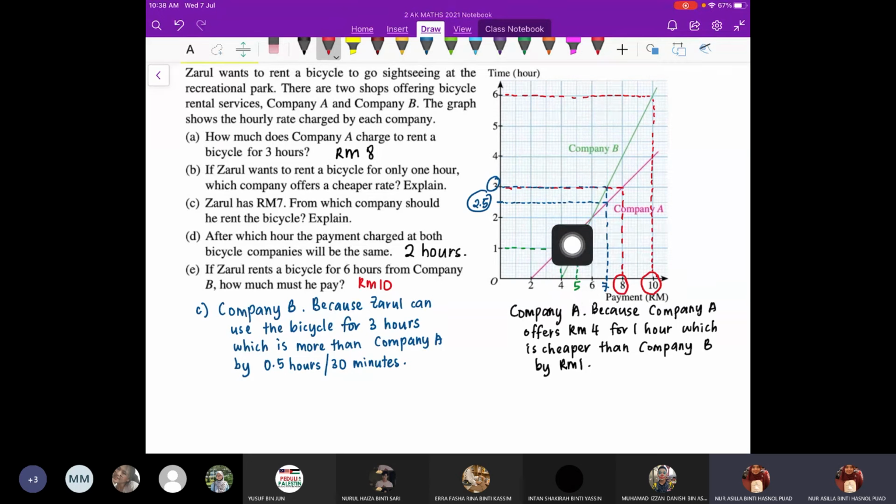Sekiranya kita nak guna basikal tu kurang daripada 2 jam. So yang paling bagus adalah company A. Okay, sebab dia lebih murah. Tetapi bila kita nak pergi lebih daripada 2 jam, yang lebih bagus adalah company B. Kerana dengan harga yang lebih murah, saya boleh pergi lebih lama. Nampak. So begitulah kalau kamu faham.